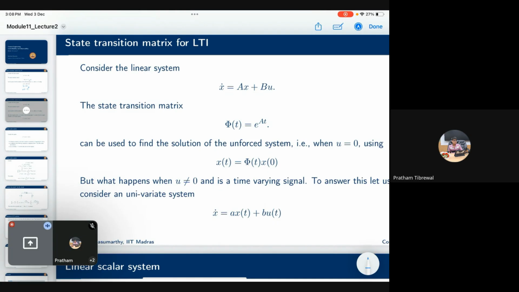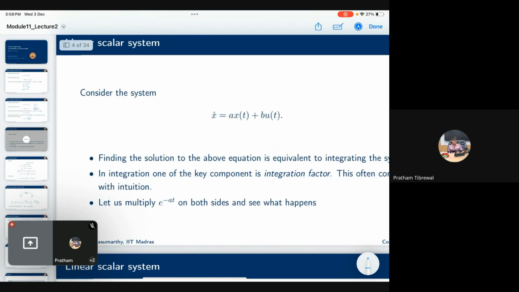Okay, now what happens when I have a non-zero control input, that I switch on a fan, and I consistently give it a voltage of 230 volts. It could be a constant signal, it could be time varying, it could be just a constant, or it could be a signal which is sinusoidal, and so on.